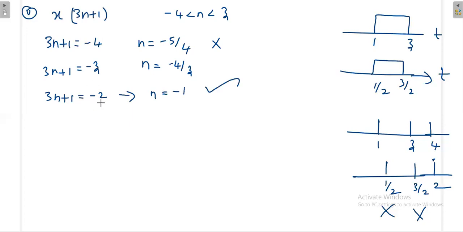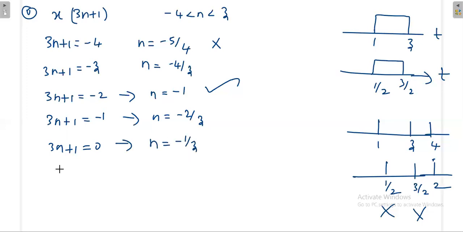So whatever value is present at n is equal to minus 2 in the original diagram will be mapped to n is equal to minus 1 in the new diagram. Again, 3n plus 1 is equal to minus 1, then n is equal to minus 2 by 3. 3n plus 1 is equal to 0, n is equal to minus 1 by 3. 3n plus 1 is equal to 1, n is equal to 0. Whatever value is present originally at n is equal to 1 will be mapped to n is equal to 0. Then 3n plus 1 is equal to 2, n is equal to 1 by 3.